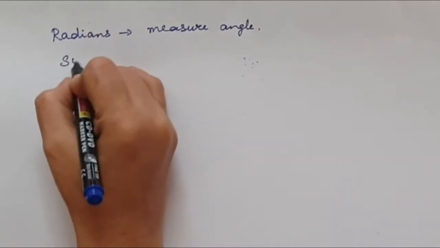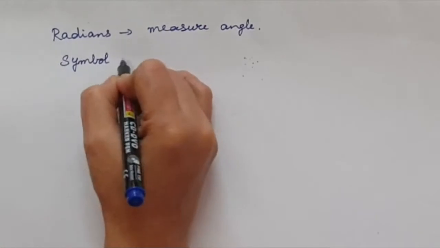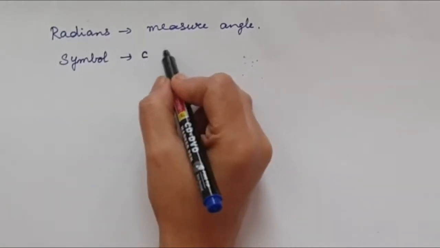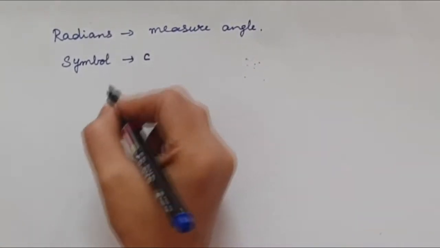Now the symbol for radians. The symbol is a small c on top. For degrees, we write a small circle. Now let us see what is meant by radians.